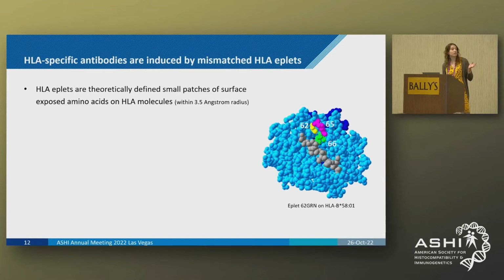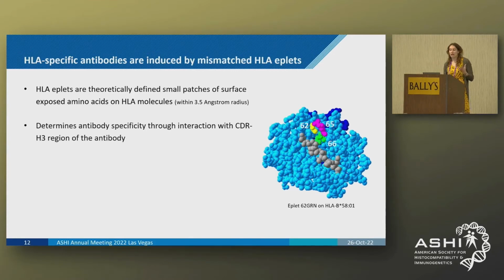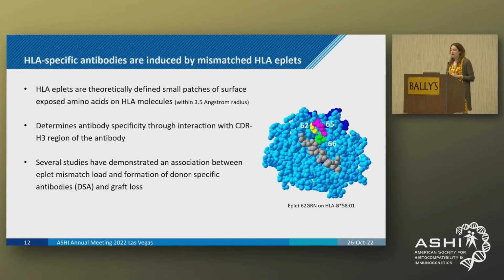So here we see an example of one of the eplets on an HLA-B molecule, where you see the HLA molecule from the top. So the peptide in the peptide binding groove you see in gray. And you see here 3 amino acids that together form this eplet. So these eplets determine the antibody specificity through interaction with the CDRH3 region of the antibody. And several studies have demonstrated an association between eplet mismatch load and the formation of DSA and graft loss.